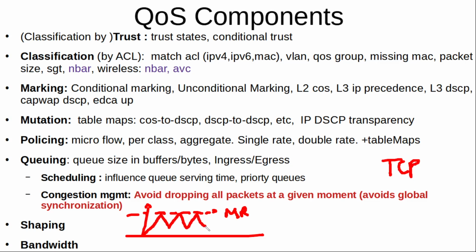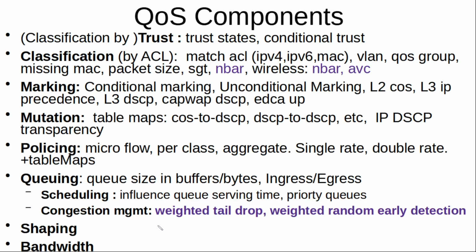So you will end up with some traffic behavior like this, and what we want is to make it a little bit more smooth. So in order to do that, you will want to drop traffic not at the same time, but at different times. And in order to do so, we have several options. We have weighted tail drop, or we have weighted random early detection.